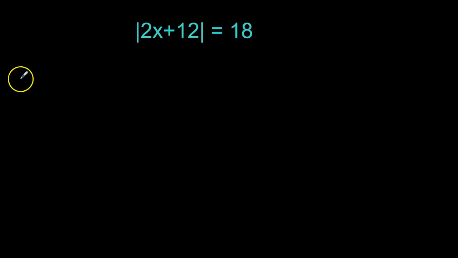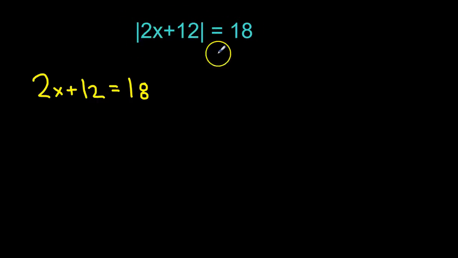Let's look at a different problem. So here we have an absolute value isolated on the side. And when I say isolated, I mean there's no stuff going on over here outside of the absolute value. Everything is contained within the absolute value. So what happens if 2x plus 12 was 18? Well, if this right here is 18, the absolute value of 18 is 18. So that would be good. This would be really good.